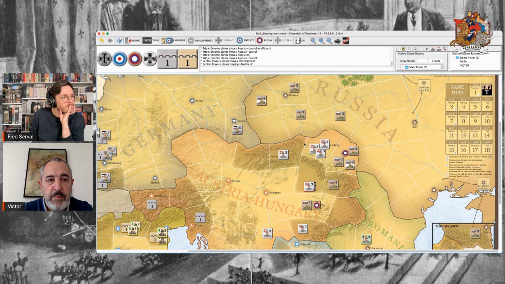I can recruit here because it's next to Budapest. Then I'm going to move, and my second action will be to move, and I'm going to try to attack that Russian here and put the army in Krug out of supply.